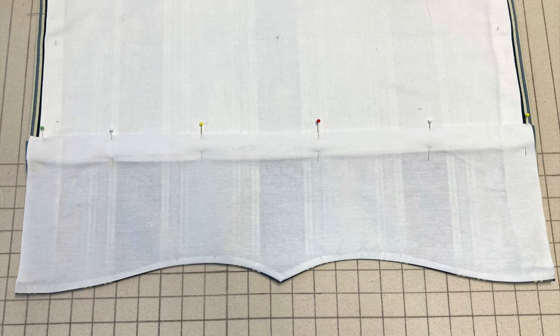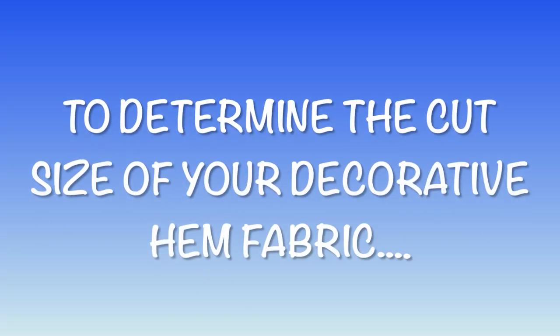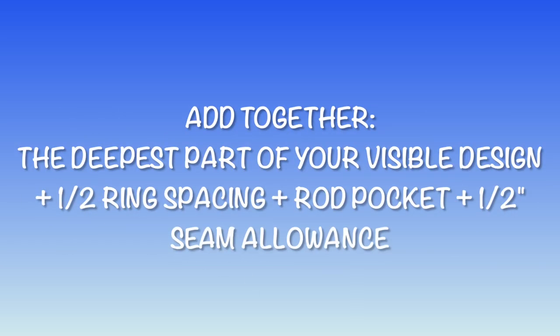And the last thing I will add is an allowance for a rod pocket on the back. And you can see where my rod pocket's going to be by where I have folded and pinned the top of the hem. So to determine the cut size of your decorative hem fabric, add together the deepest part of your visible design once your shade is lifted, add half of your ring spacing to that, and then an allowance for your rod pocket for your weight rod.